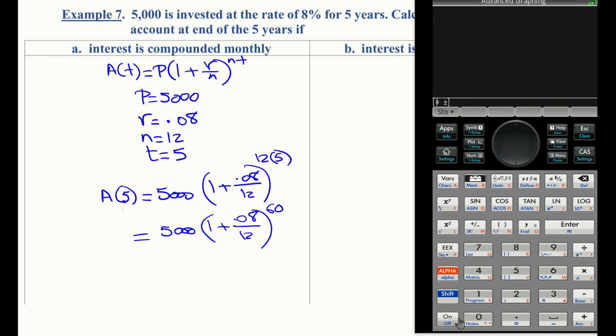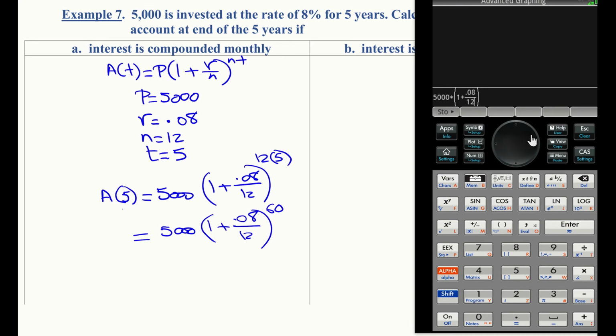So we start with 5,000. Okay, this didn't work. Let's try it again. So 5,000. And then we're going to go ahead and go times. On some calculators, if you just put parentheses, that's assumed to be times. But on some it isn't. Like on this one, it is not. I have to put in the times. So now I'm going to open parentheses and put 1 plus 0.08 divided by 12. All right, we're finished with this.